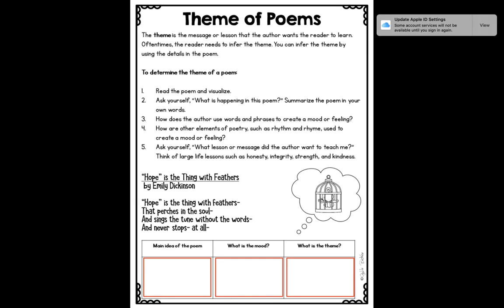Think about how the figurative language devices create a mood, or how it makes you feel, and then you can decide the message. Three, how does the author use words and phrases to create a mood or feeling? Four, how are the other elements of poetry, such as rhythm and rhyme, used to create a mood or feeling? Five, ask yourself, what lesson or message did the author want to teach me? Think of the larger life lessons like honesty, integrity, strength, and kindness.